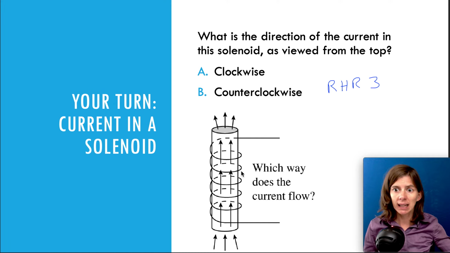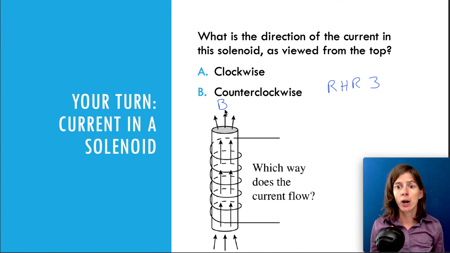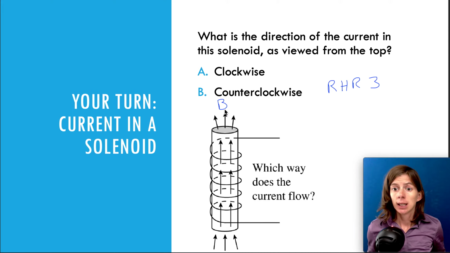So in this case, the upward arrow here is the magnetic field that is produced by the solenoid. So we want to know which way is the current. So go ahead and try it out on your own. And now let's take a look.